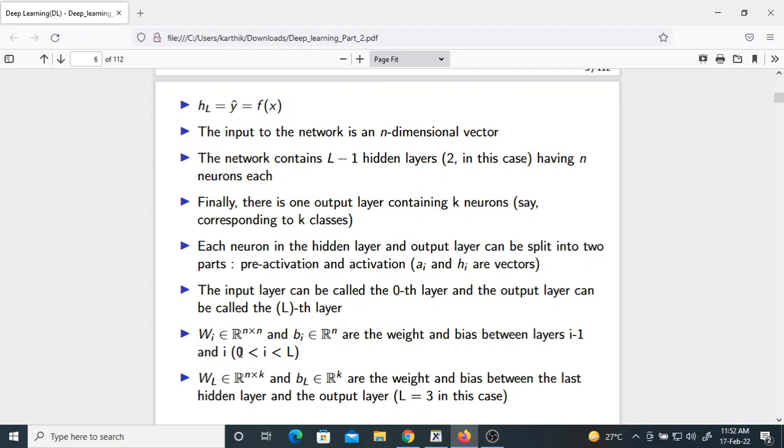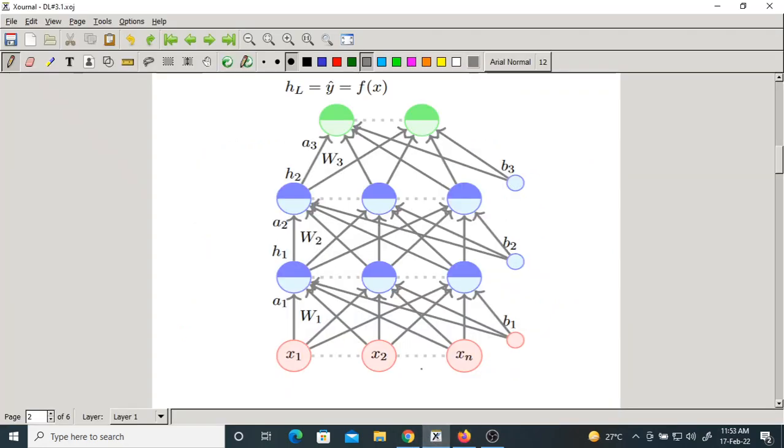Now, the W1. Okay, now we have connections. What is W1? It is the connection between this input layer and the first hidden layer.